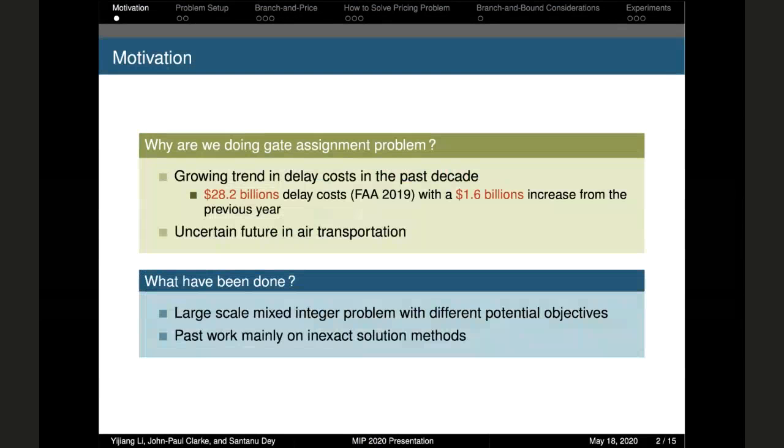So why are we doing this problem? There's a growing trend in the past decade in delay costs, as the FAA in 2019 has reported huge delay costs and a huge increase from the previous year. And although the future of air transportation seems uncertain at this moment, we believe over time it will become much better. And due to the complicated nature of this problem as a large-scale mixed integer problem with different objective functions to consider, most of the past work focused mainly on inexact solution methods.